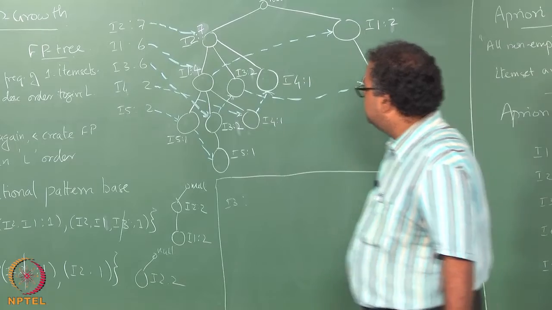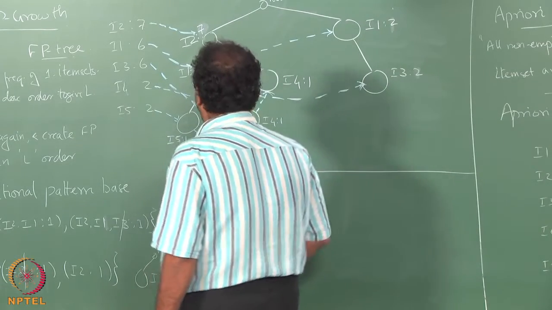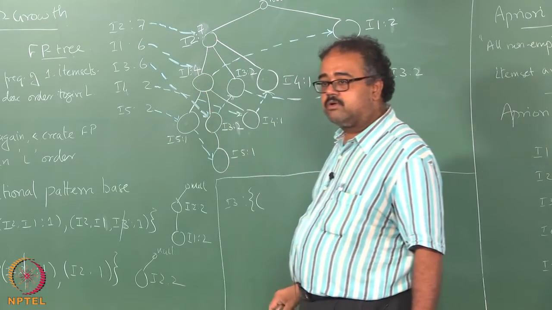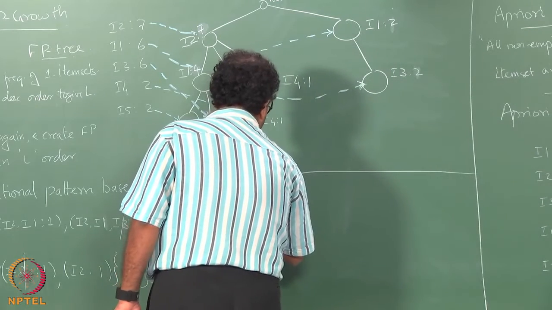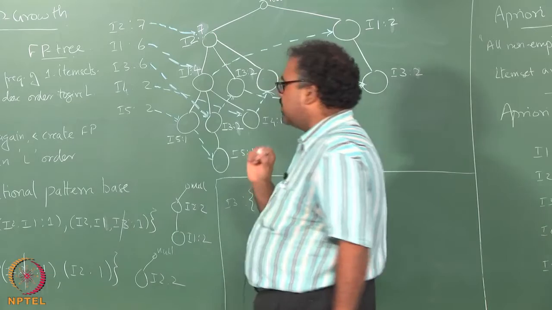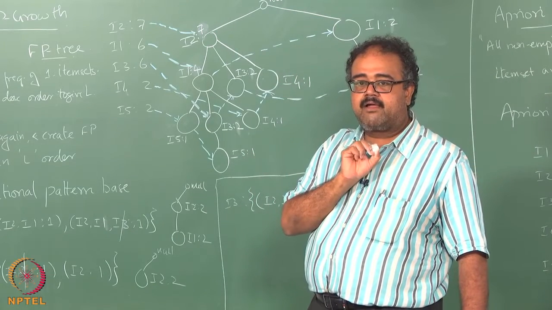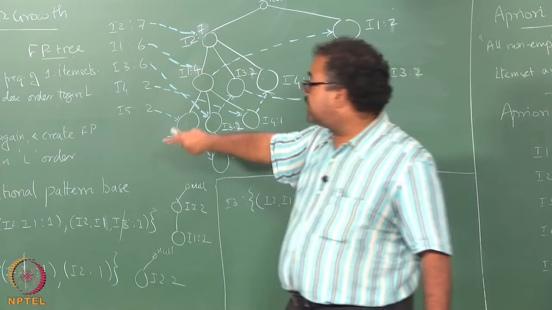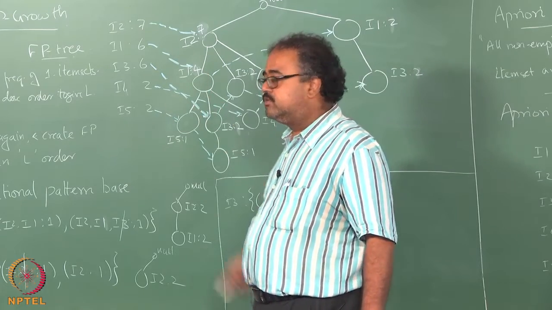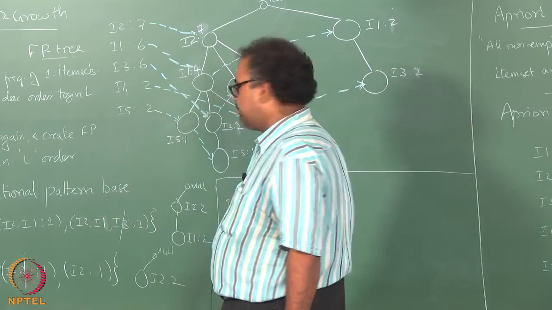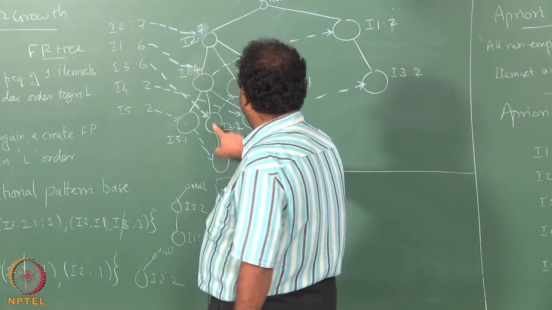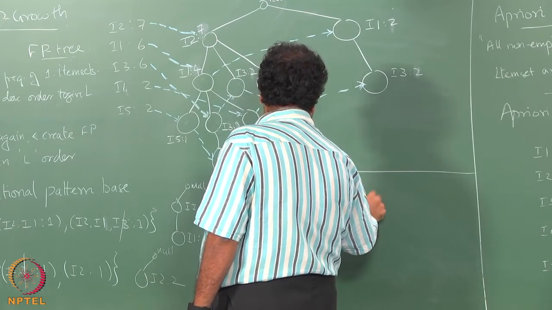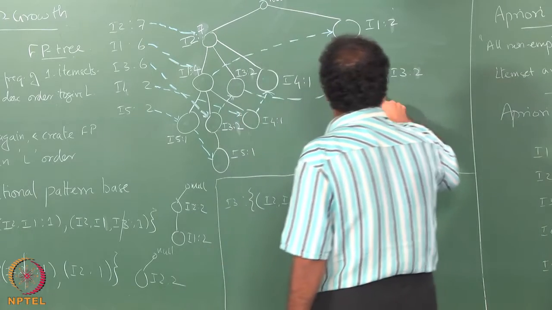So in I3, what is the base? Start off here. It will be I3, I1, I2, so it is essentially I2, comma I1, and the count is 2, because the I3 count was 2. So far we have only had a count of 1, but here the count will be 2. Anywhere else I3 occurs here, that is basically I2.